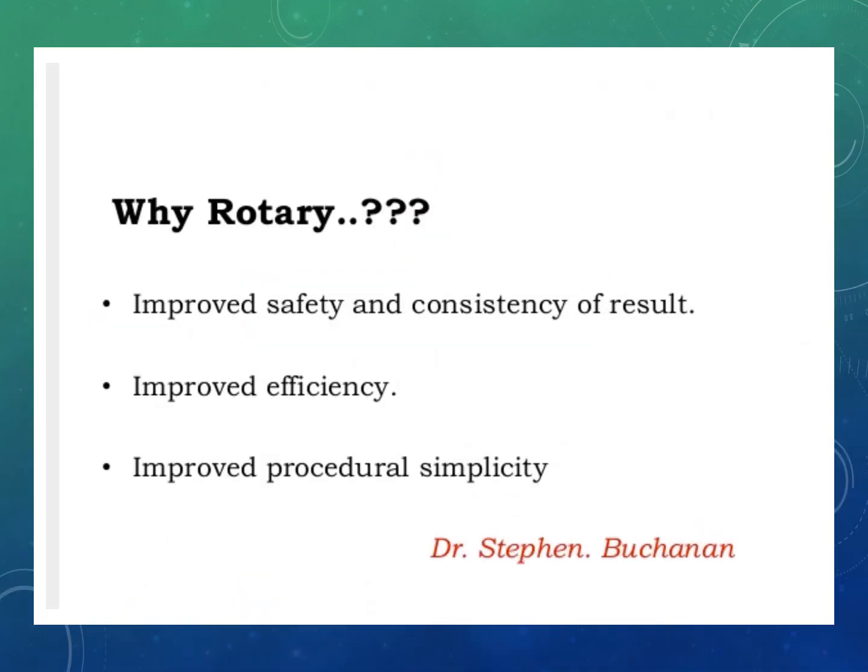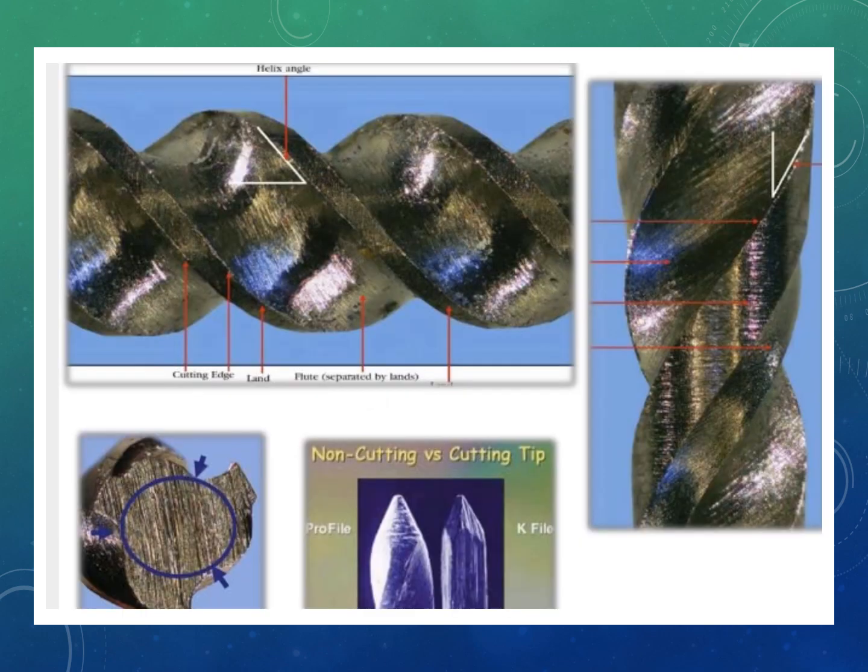So we're moving on to the rotary. Why rotary? Because of improved safety and consistency of result, improved efficiency, and improved procedural simplicity. All right, these are the advantages of rotary. So next, come to the macroscopic image of the rotary files.